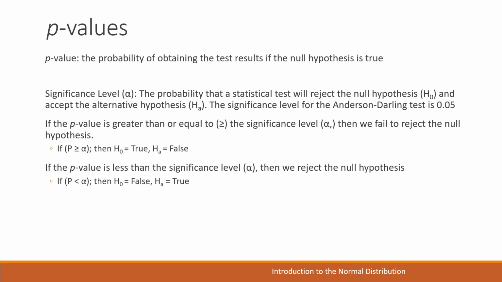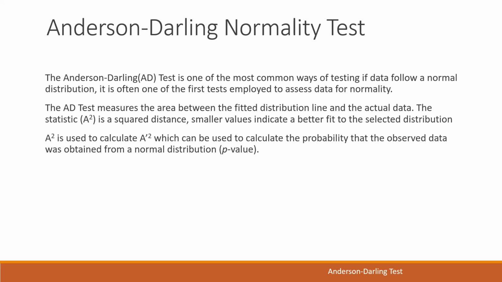That means that the null hypothesis is true, the alternative hypothesis is false. Okay? So the Anderson-Darling normality test is one of the common ways that we test if data follow a normal distribution, and it's usually the first that's used.